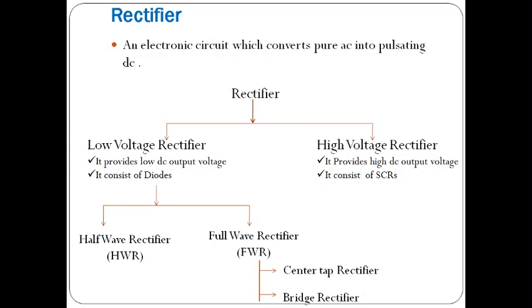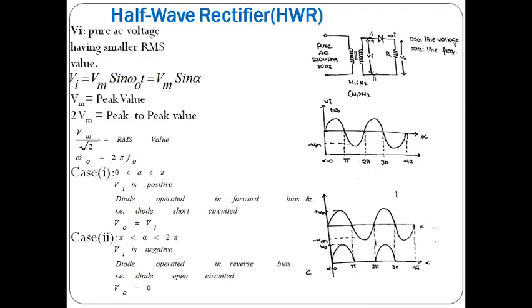Clear? So now we'll discuss the rectifier circuits. Firstly we'll discuss the half wave rectifier. You can construct the half wave rectifier with one diode and a resistive load. Here in low voltage rectifiers, we are using a step down transformer, because by converting the higher AC voltage to the lower AC voltage, we are protecting our diodes.